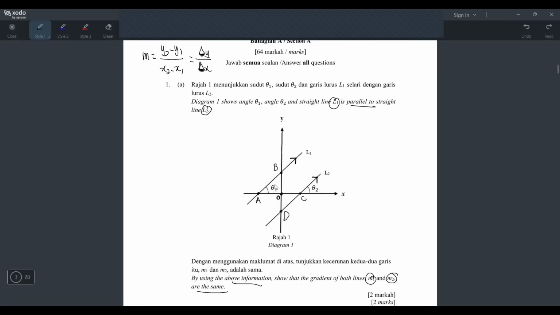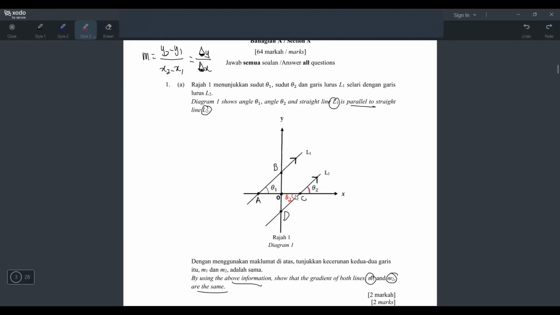Because they are asking us to prove these two lines have the same gradient, right? So that's why I label it. So how do we do that? How can we prove that? First thing first, we need to know that if this angle is theta 2, I'm going to use red color. So if this angle is theta 2, it means this angle will be theta 2 also, right? We will use this triangle and this triangle to prove the two lines are parallel. So that is why I try to write here theta 2.